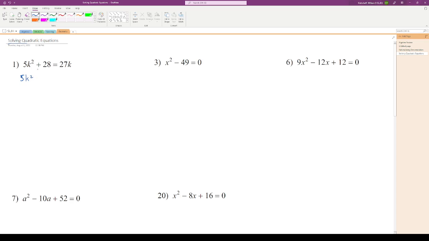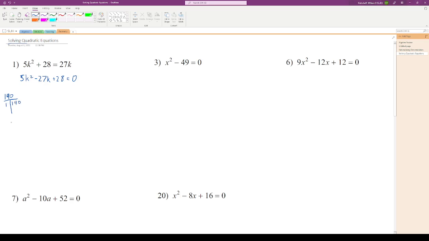So I'm going to bring my 27k over here to get this in standard form. So now I have my ax squared plus bx plus c equals 0. And I'm going to use that in order to try to find factors. To do that, I find a times c. So I set up 5 times 28 is 140. And what I'm looking for is two factors of this that by subtraction, because this is a minus symbol in the middle, make 27. So I have 1 and 140.